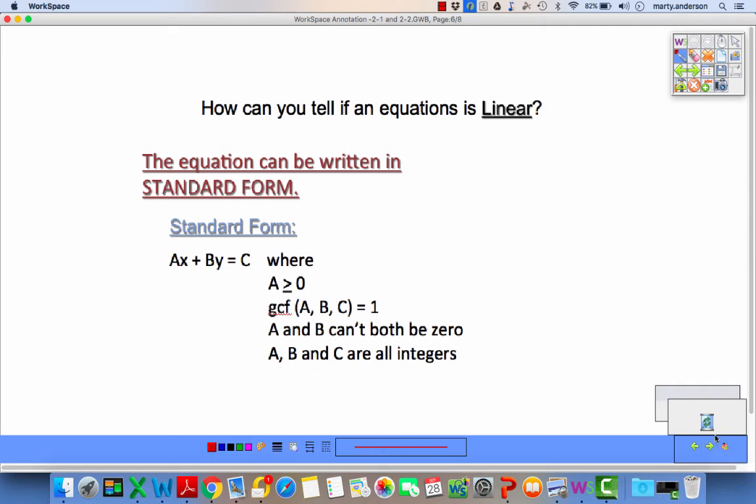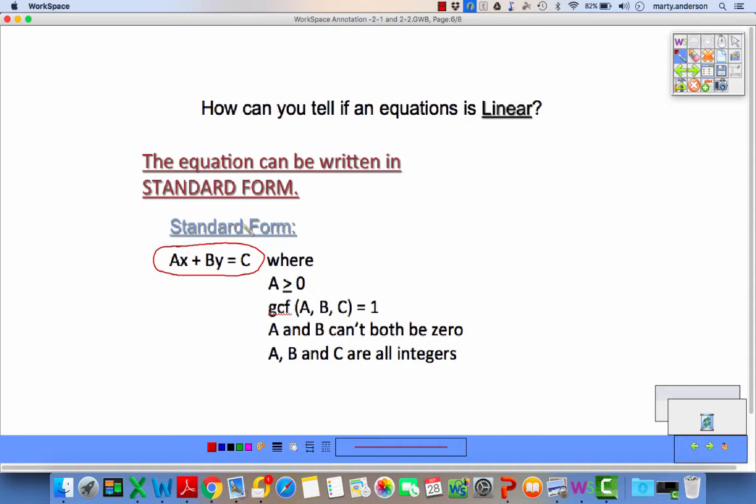Now, 2-2 is linear functions. Linear functions, you're most comfortable with y equals mx plus b. That's slope-intercept form. We will be dealing with that. But you can always tell if a function can be written in ax plus by equals c form.